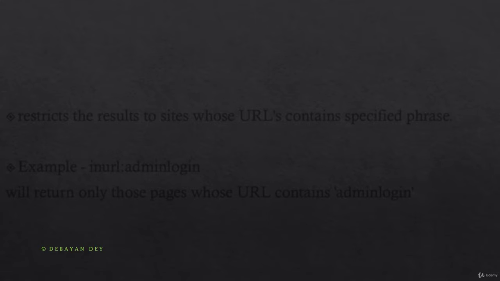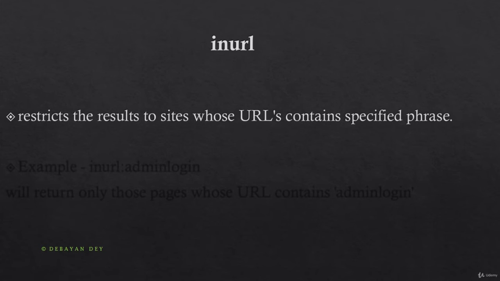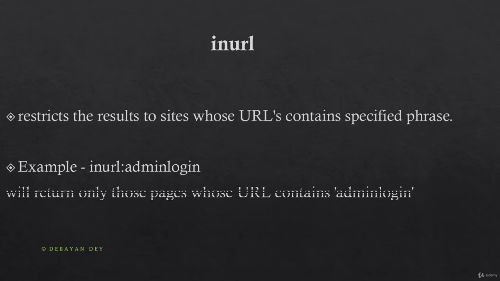Now, the next search operator is the inurl. If you include inurl in your query, Google will restrict the results to documents containing the word in the URL. For instance, say for example, we have inurl colon admin login. So this will return only those pages whose URL contains admin login.